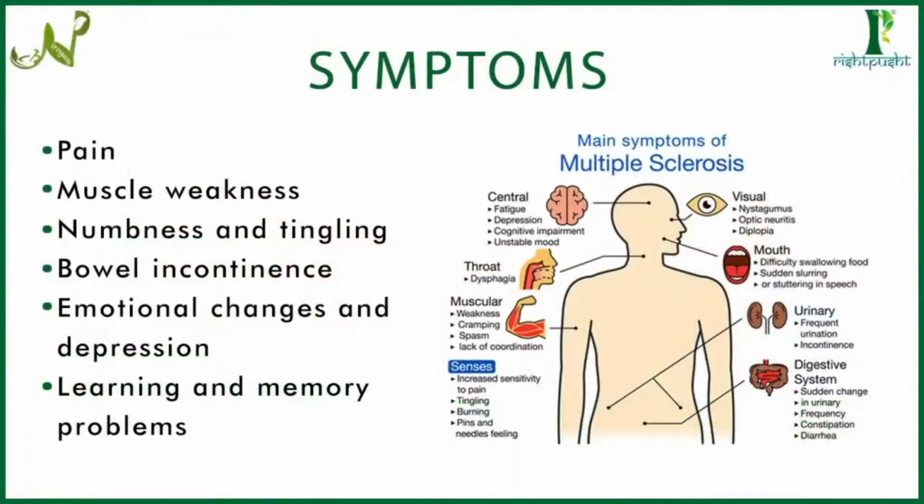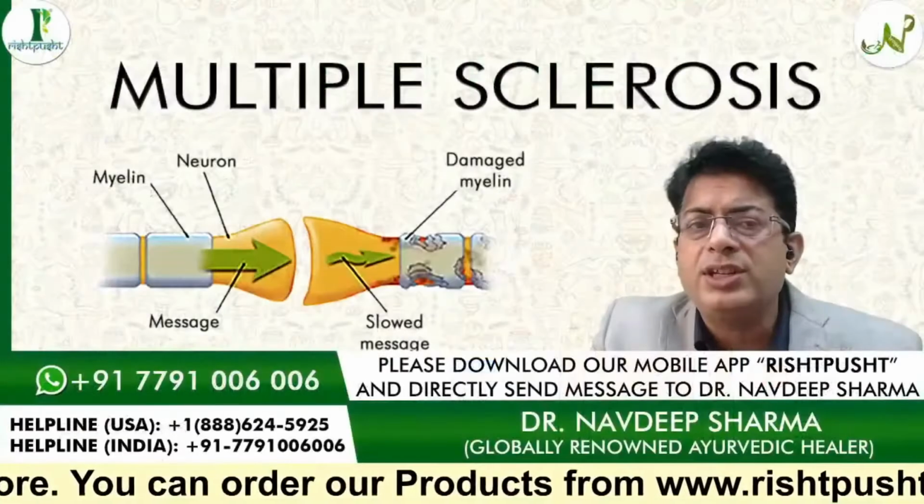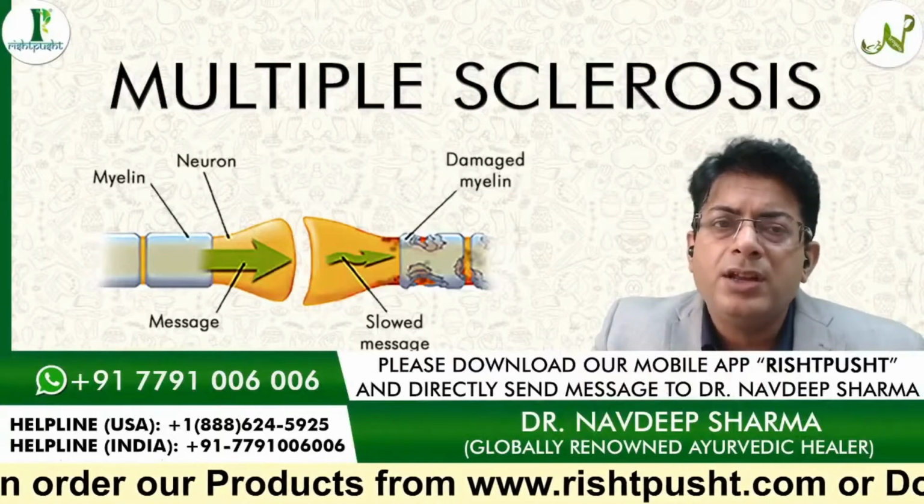Going further in the symptoms, the person will have pain, muscle weakness, numbness and tingling, and bowel incontinence. That again is a problem: a patient of multiple sclerosis won't be able to control the natural urges of defecation and urination. Then emotional changes and depression are a very common feature, and learning and memory problems are also there when a patient is suffering from multiple sclerosis.